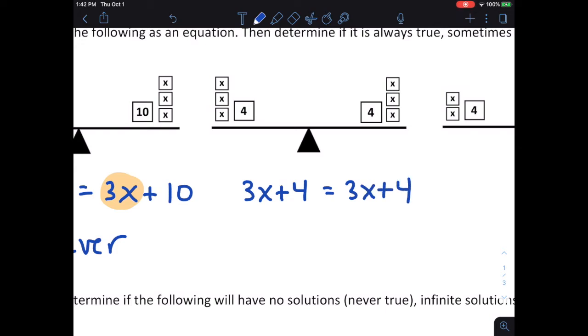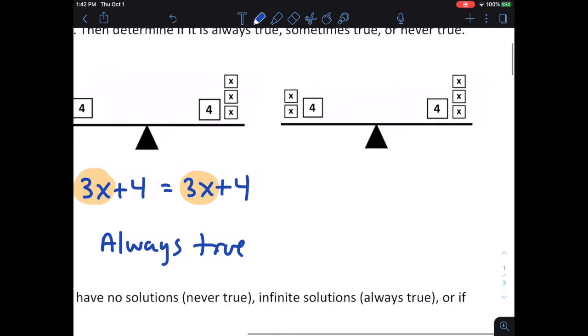Okay, and same thing, I'm going to look at that x first. If they are the same, that means that whatever I plug in for x, 3x is going to be equal to 3x. But then on each side, I'm just adding 4. So that means no matter what I plug in for x, these two things are always going to be equal to each other. So I'm going to say this is always true. Okay, let's look at one more.